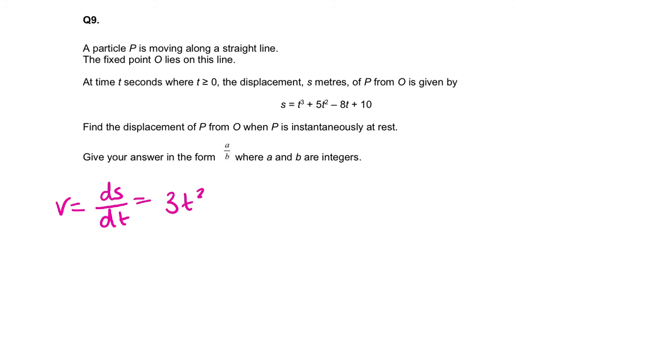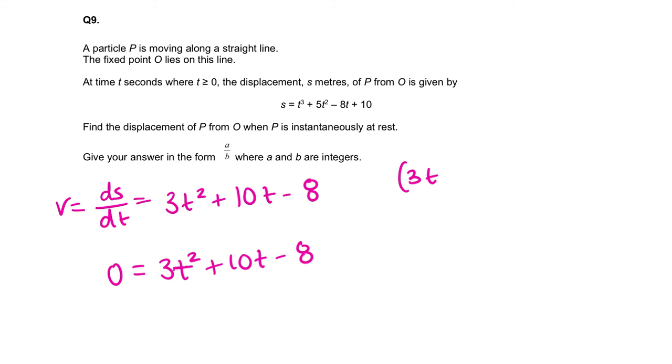So we're going to have 3t squared plus 10t minus 8. Now, when it wants a displacement when it's instantaneously at rest, that means the velocity is 0. So we're going to have 0 equals 3t squared plus 10t minus 8. So I can factorize this. I'm going to have 3t minus 2 plus 4. Okay, I'm just going to double check that.